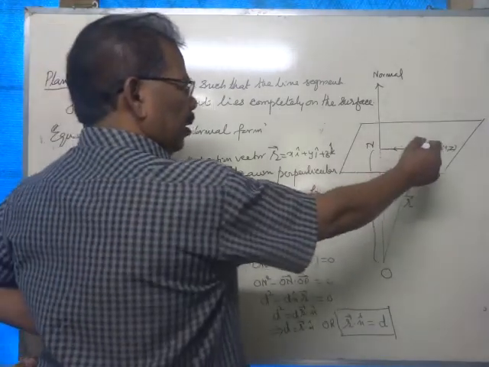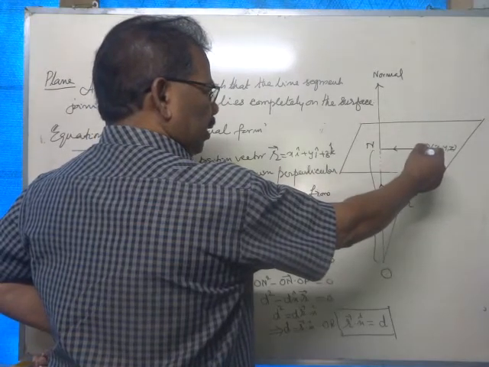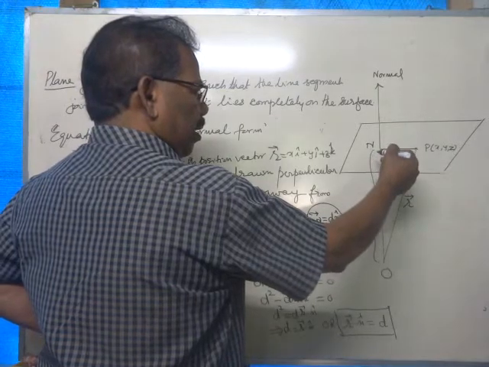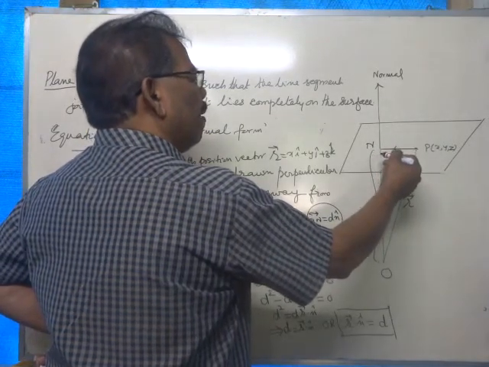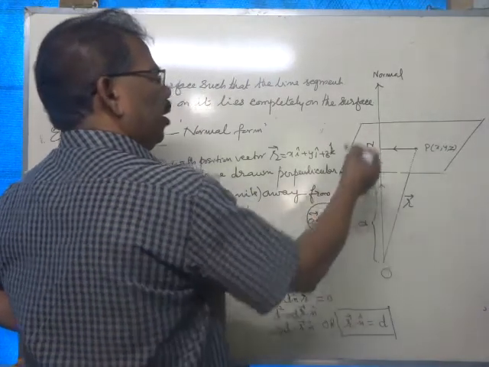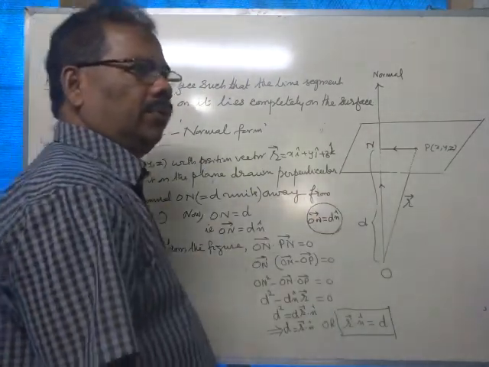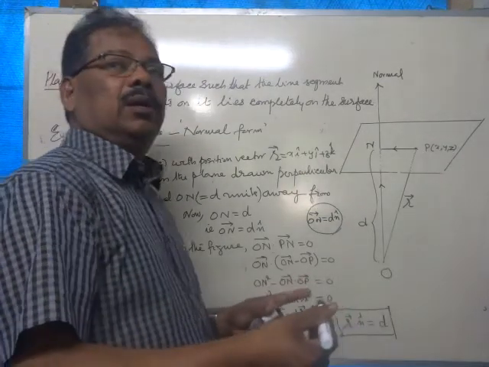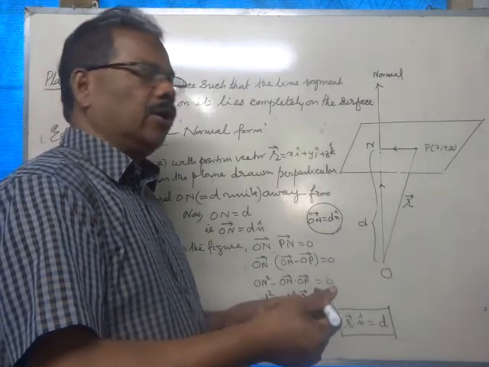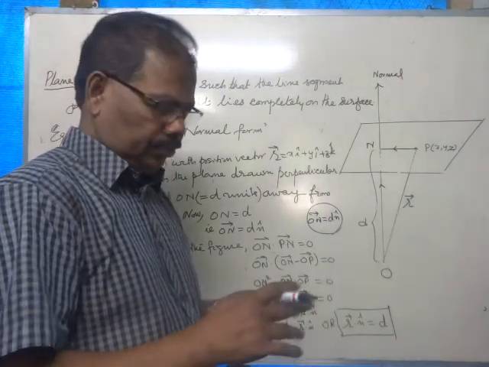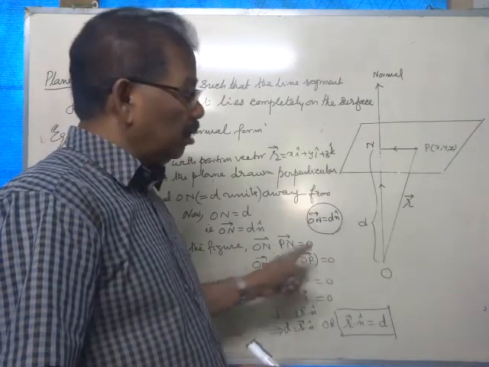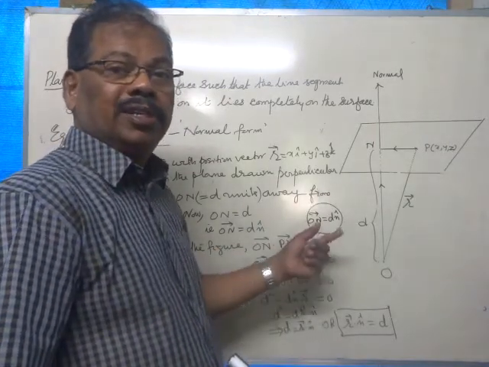and the vector PN, that means a vector perpendicular to vector ON. If we consider two mutually perpendicular vectors, then their dot product will be 0. We get the equation of the plane using that concept.